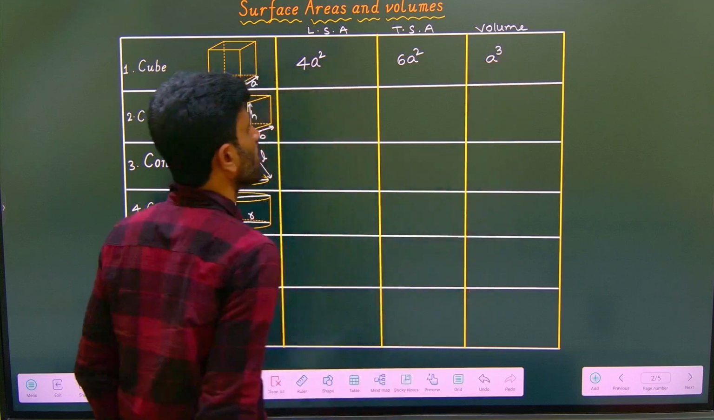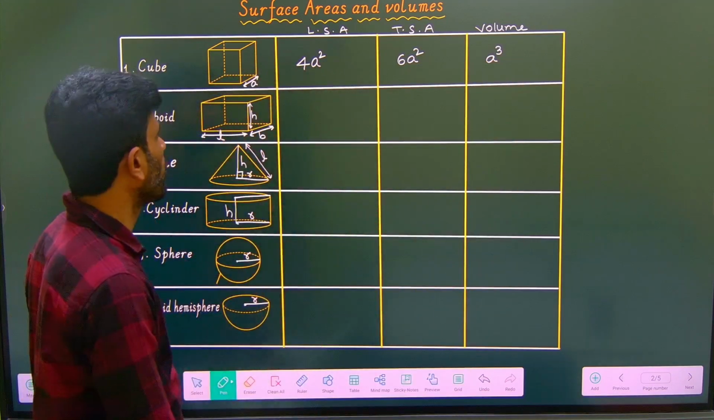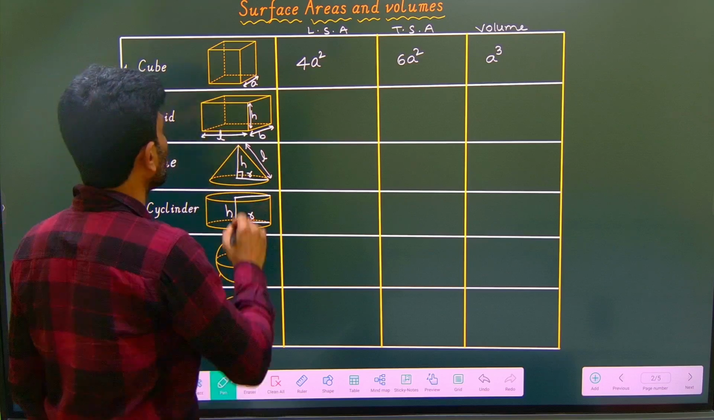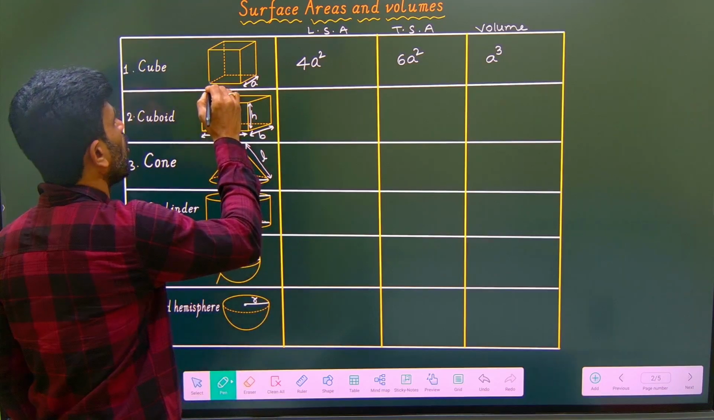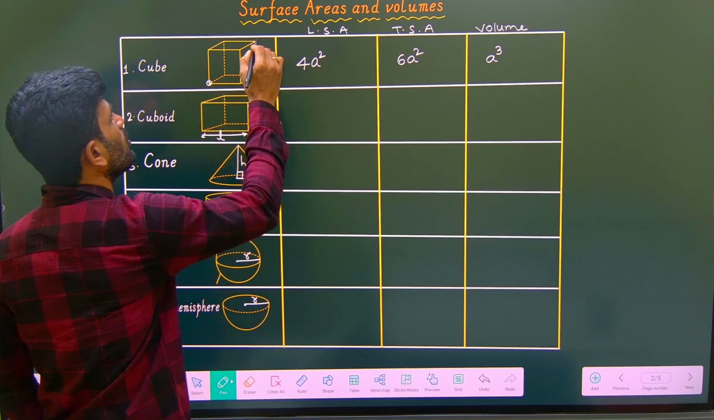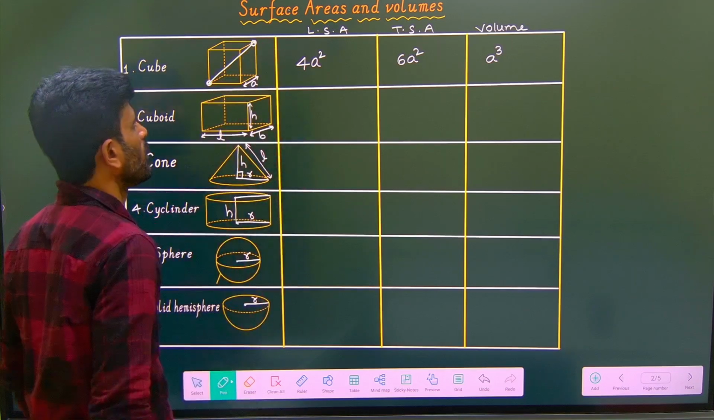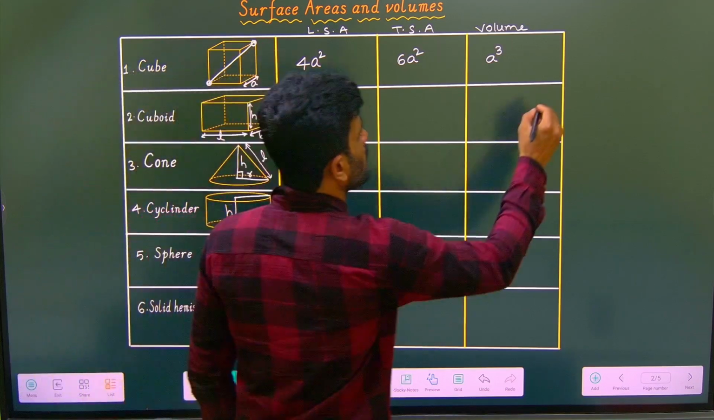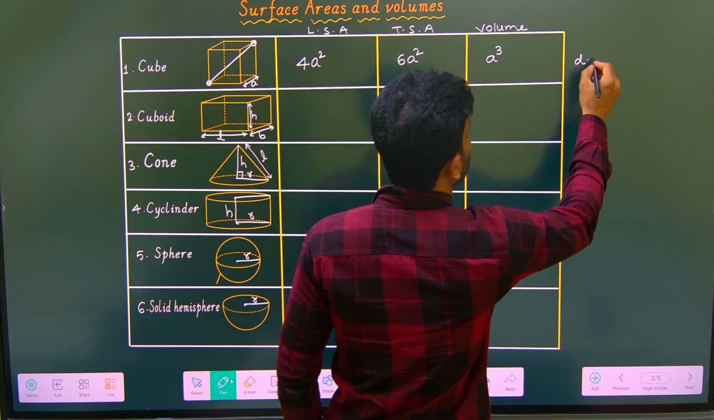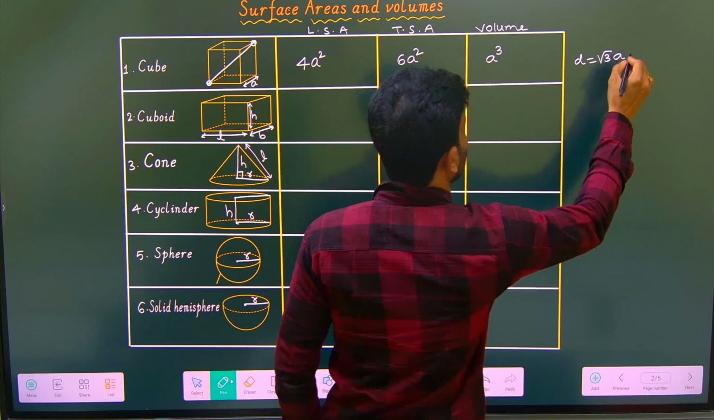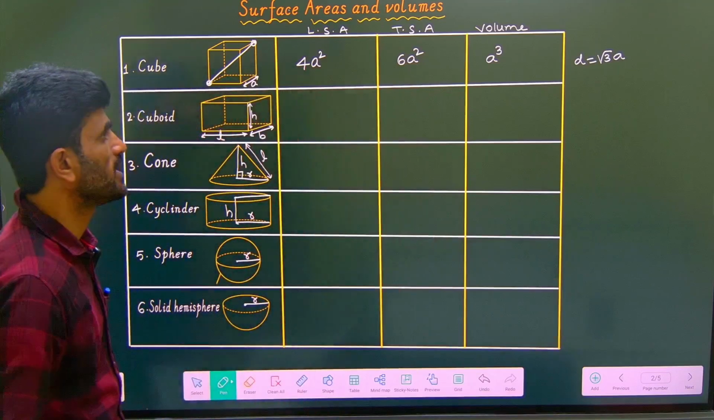Now here one more important concept you have to know. Diagonal. If you want to find the diagonal of a cube, it means the length from one corner to another corner. This distance we call diagonal. So the diagonal of a cube is root 3 times side. Try to remember this. That is the diagonal of a cube.